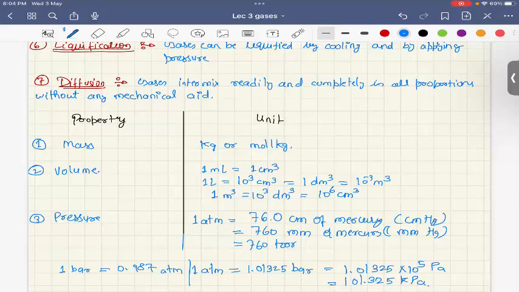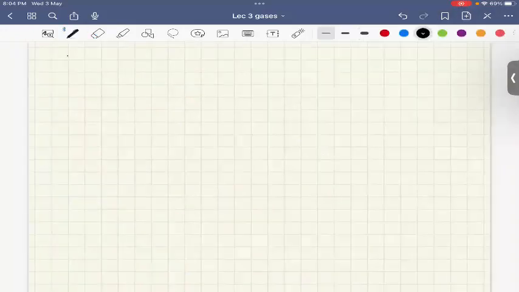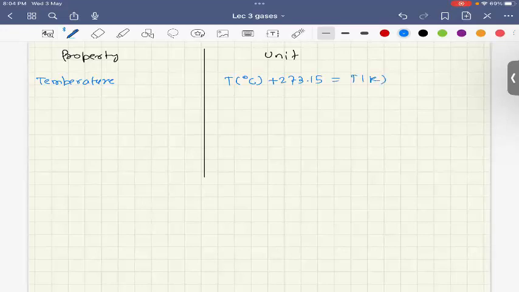Now the next would be the temperature property. Here we have the property and here the unit. We have 3 units of temperature, right? Temperature in degree Celsius plus 273.15 is nothing but temperature in Kelvin.